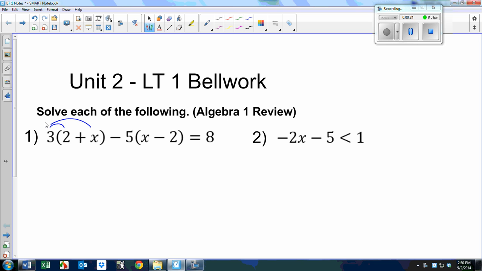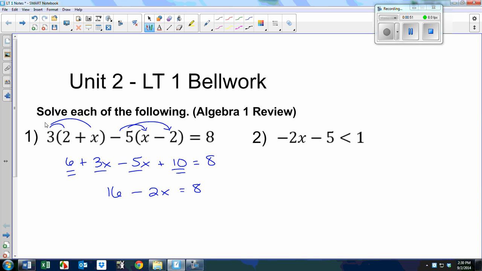First step, we distribute the 3 and get 3 times 2, 6, plus 3 times x. And then we carefully distribute the negative 5, which will be negative 5 times x, negative 5x. But this one was missed quite frequently in class. When you distribute the negative 5 to the negative 2, it becomes positive 10. Then we combine our like terms of 6 and 10, get 16. The 3x and the negative 5x makes negative 2x.